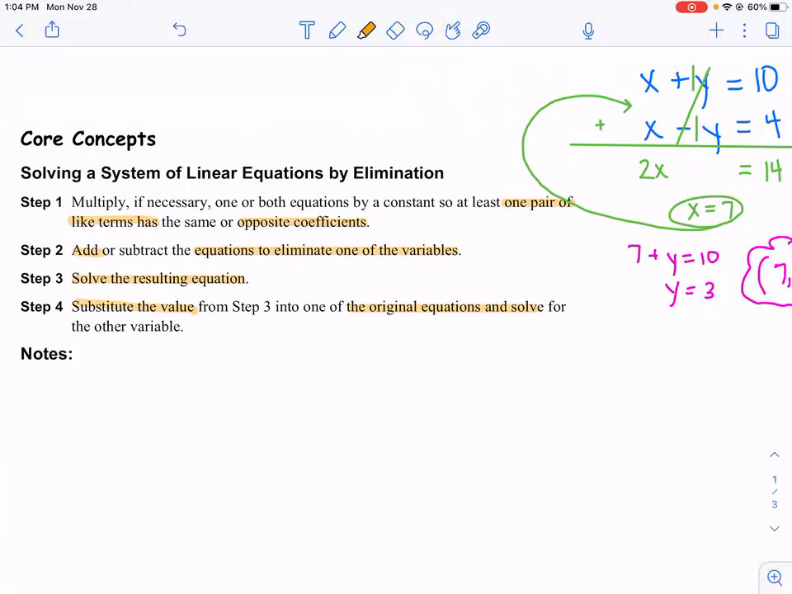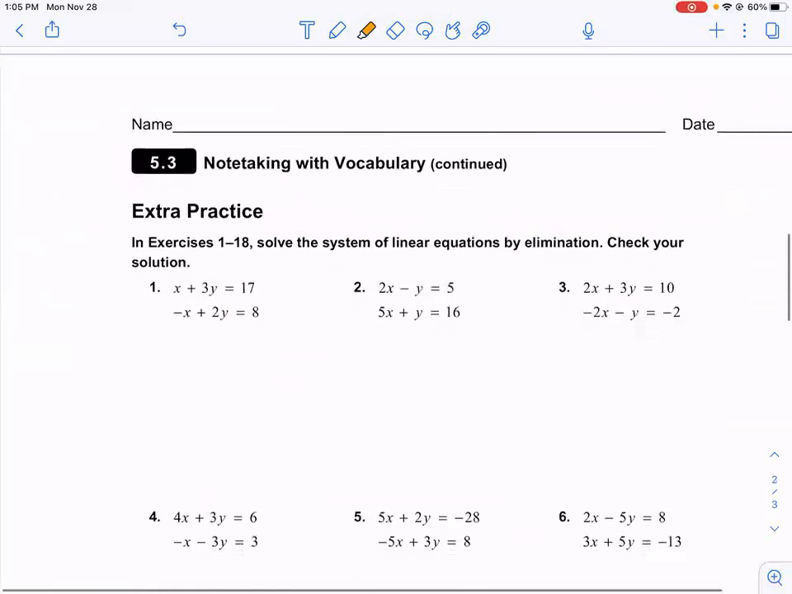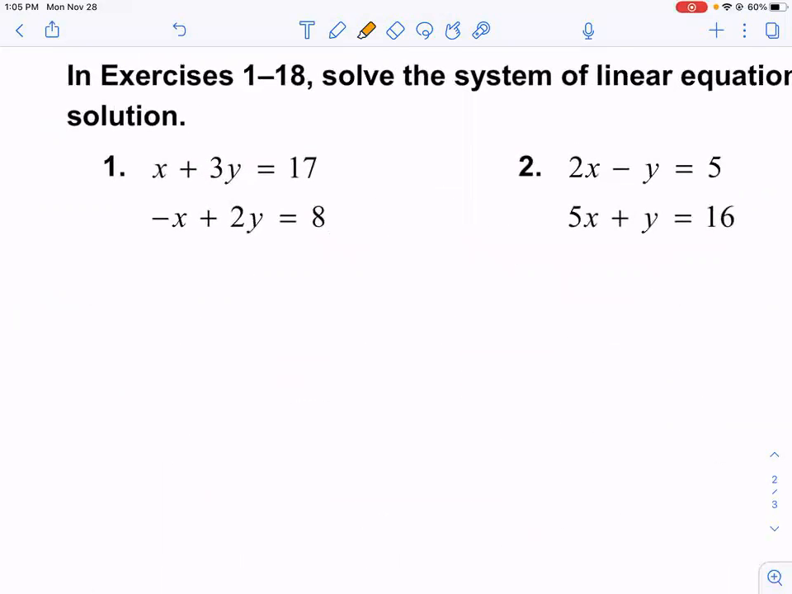Okay, so the first thing we're going to look for, do we have coefficients that are opposites? And if we have coefficients that are opposites, man, we can just go right to it. If we do not have coefficients that are opposites, and we want to use elimination, then we're going to have to force it. Okay, so let's just practice right now when they're already opposite. Are you ready? So let's turn to that next page. We're going to look at number 1 together.